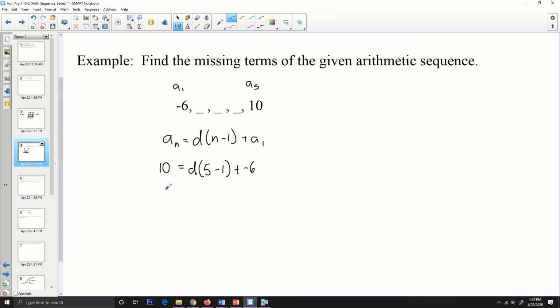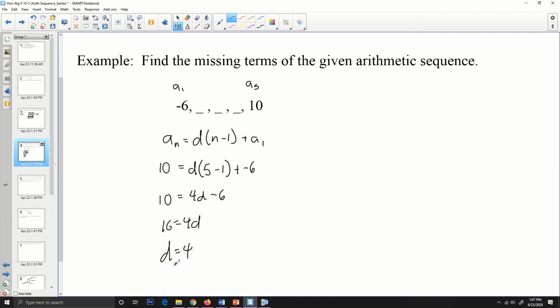Well, that's good, because now I'm going to simplify in here. I don't have to distribute because there's no variables. So I'm going to go 10 equals 4d minus 6, and then I'll add 6 to both sides. So I'll have 16 equals 4d. That means d is going to equal 4. All right.